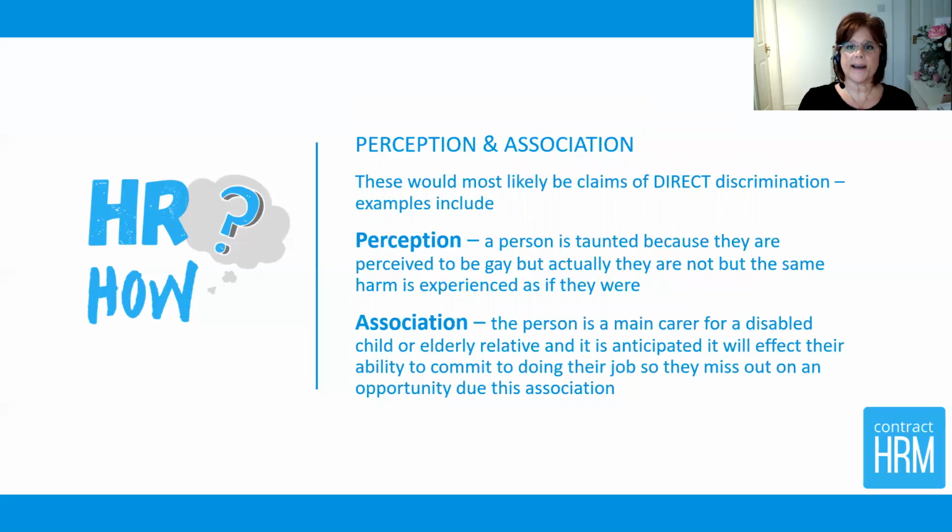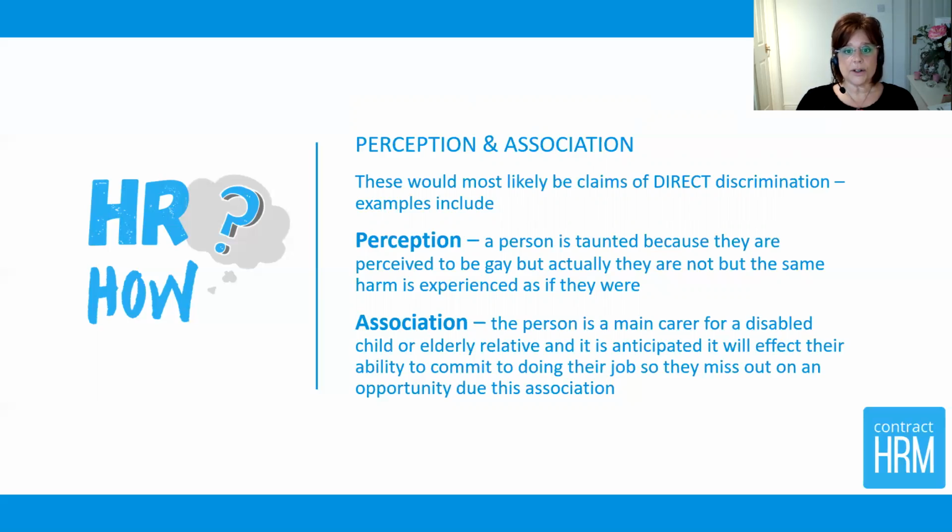Looking at perception and association, these would most likely be claims of direct discrimination. And these examples include, for perception, a person might be taunted because they are perceived to be gay, for example, but actually they're not gay. So they haven't got that protected characteristic, they're perceived to have it. But the harm that they experience by that taunting or the behaviour against them is as damaging as if they had the protected characteristic themselves.